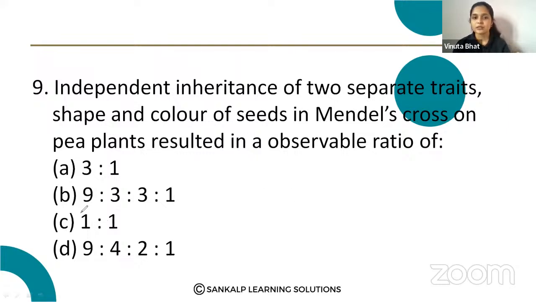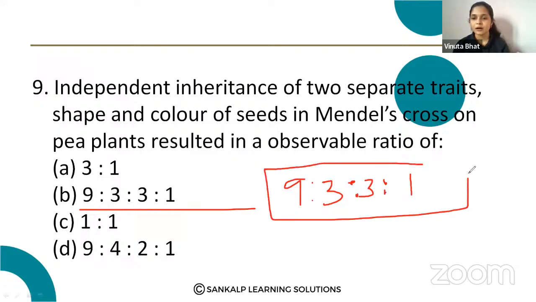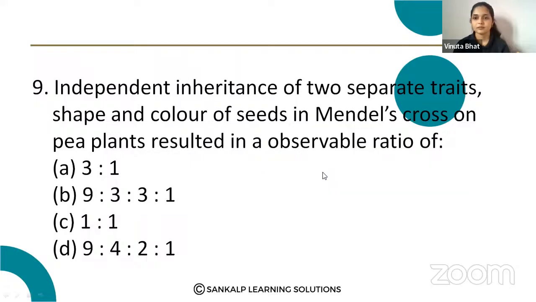That ratio is 9 is to 3 is to 3 is to 1, very important. Remember this. This is the ratio of the dihybrid cross. That is the observable ratio, meaning phenotypic characters. It is called 9 is to 3 is to 3 is to 1. Next question.